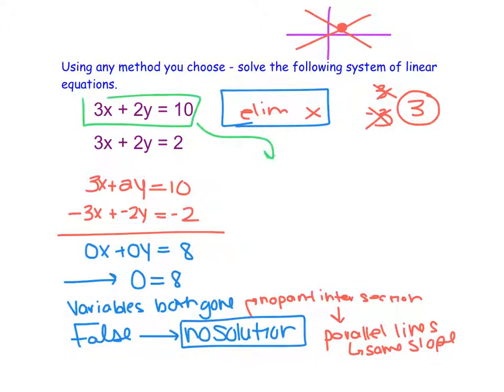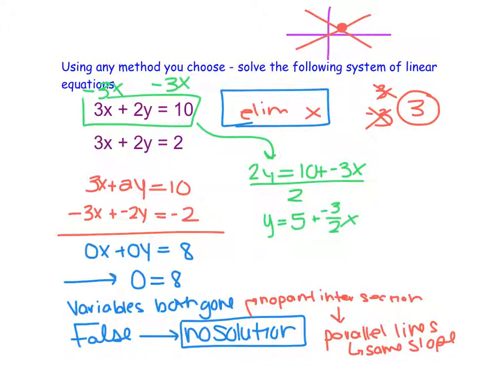If I rewrite this equation, remember to find the slope, we need to put it into slope-intercept form. So I'm going to start by subtracting 3x from each side. So I end up with 2y is equal to 10 plus a negative 3x. Divide both sides by 2. I find y is equal to 5 plus a negative 3 over 2 x. So I can clearly see that my slope of this line is negative 3 over 2.